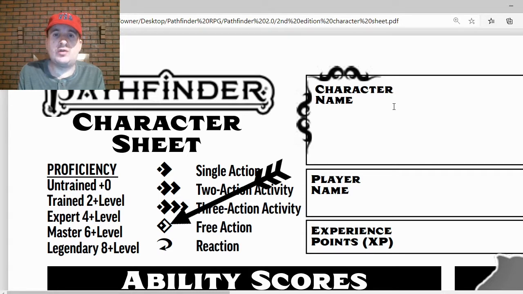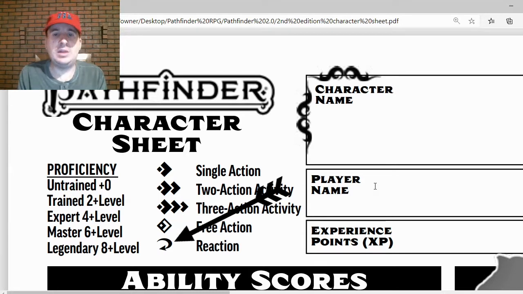That's why they're called free actions. Lastly, we have the reaction symbol. If this symbol is next to an ability, it is considered a reaction. A reaction is very similar to a free action, except that you only get 1 of these per round, and you can only use them in response to certain situations. Most of the time, it's when a foe does something.